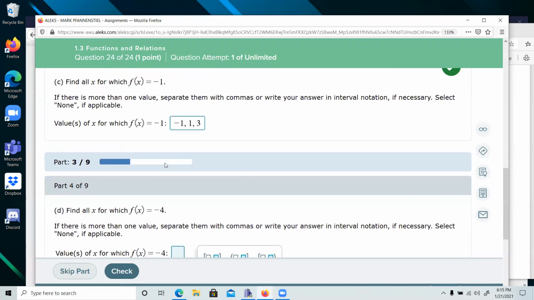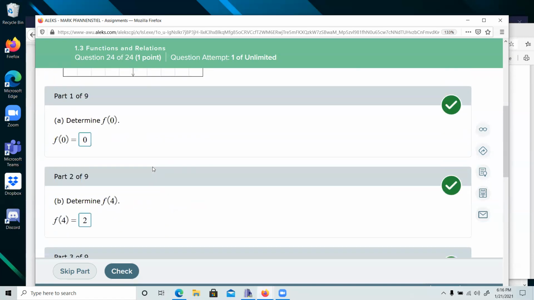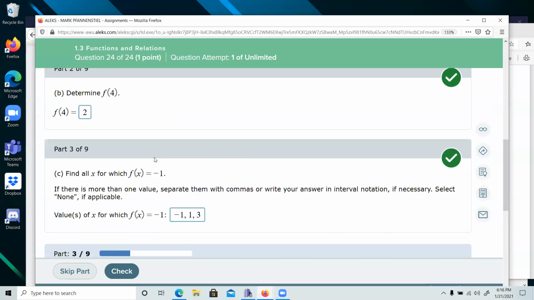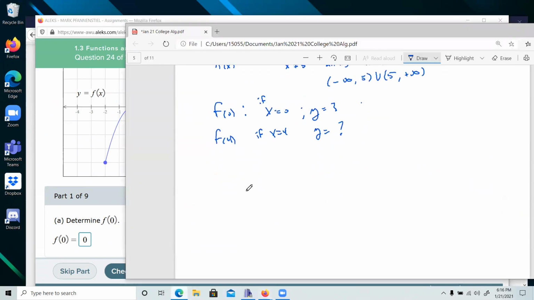Right. Very good. Find all x for which f of x equals negative 4. So again, we have to go back up to here. What are we looking for? Negative 4. And it looks like, see this closed circle here, that means we include the value. So if I had a graph that looked like this, here's negative 4, that's included.